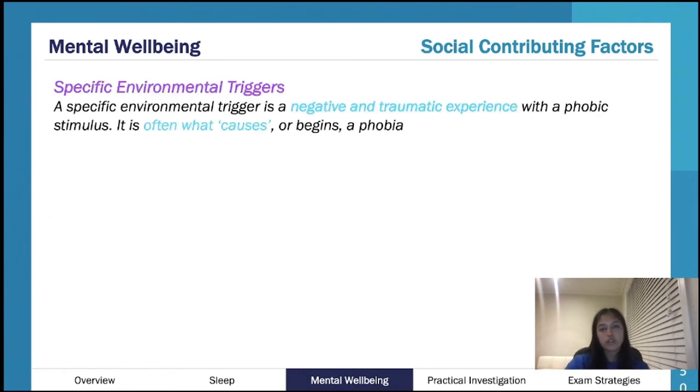Okay, and then lastly, moving on to our social contributing factors. So you've got your specific environmental trigger. This is basically just one really traumatic experience, and this causes the phobia. So if you've got a fear of dogs, maybe your neighbor's dog ran up to you and bit you when you were 4 or something like that. It's that specific environmental trigger. And people with phobias often recognize this as the start of their phobia.